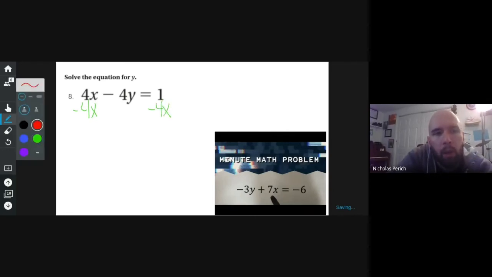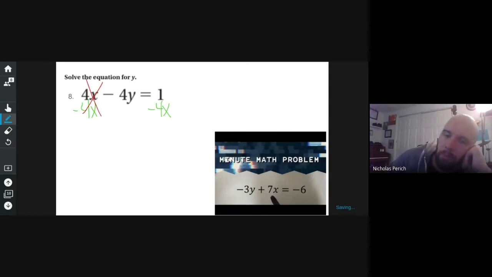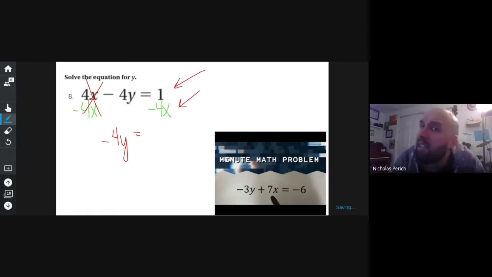-4x minus 4x. Cross that out. What drops down on the left is negative 4y. And on the right side, I have 1 and negative 4x. Do 1 and negative 4x combine? No, because one of them has a variable and the other one doesn't. So I have a negative 4x. I'm going to write that first, negative 4x. And I have a positive 1. So I'm going to write it out that way. I like my x's first. Not in real life, though.